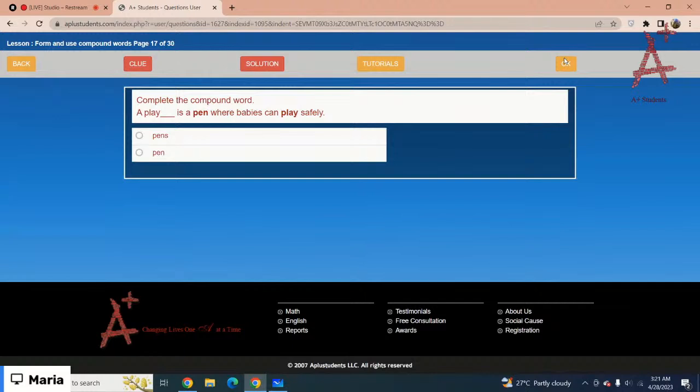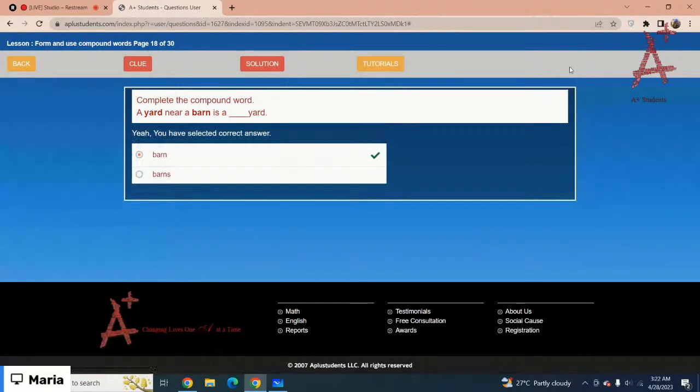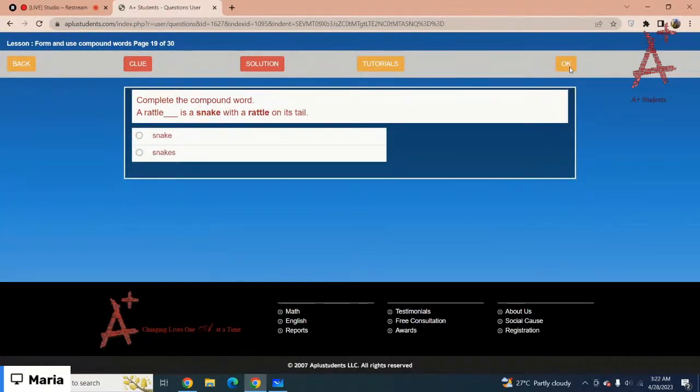A play dash is a pen where babies can play safely. So, which is the correct option? A play pen is a pen where babies can play safely. That is option number two. A yard near a barn is a barnyard. That is option number one. A rattle dash is a snake with a rattle on its tail. Yes, that is a rattlesnake, a snake with a rattle on its tail. Got it?